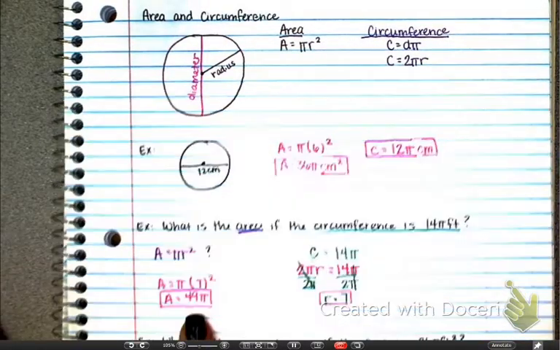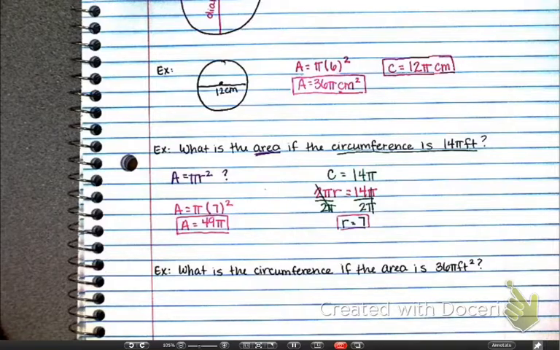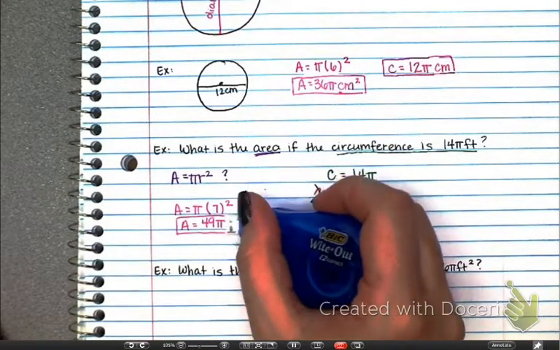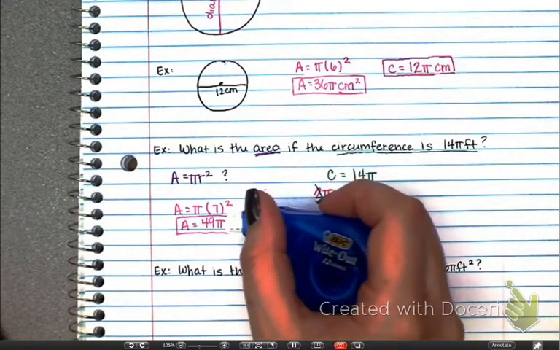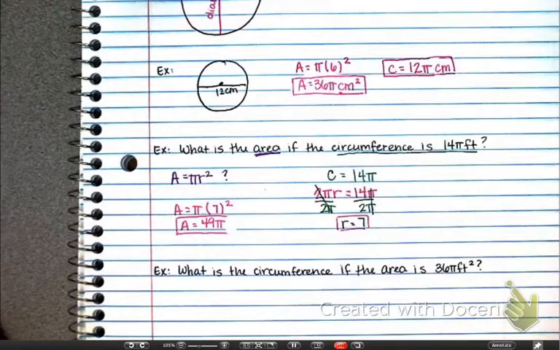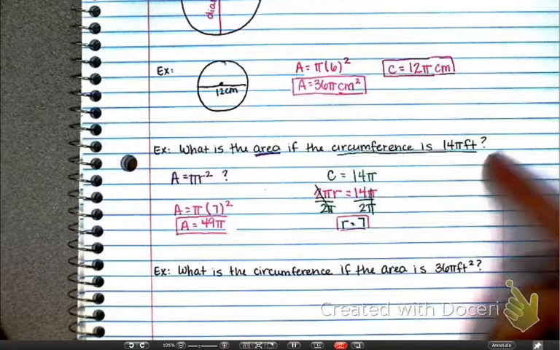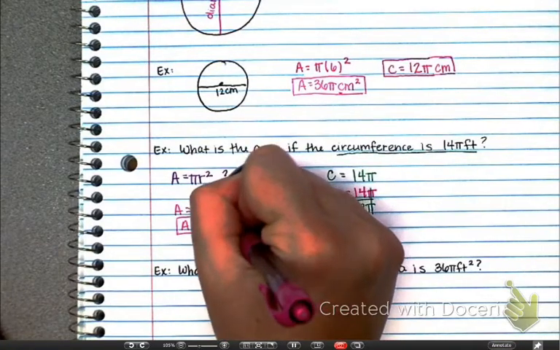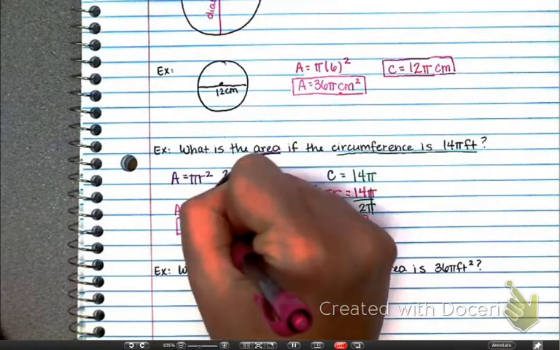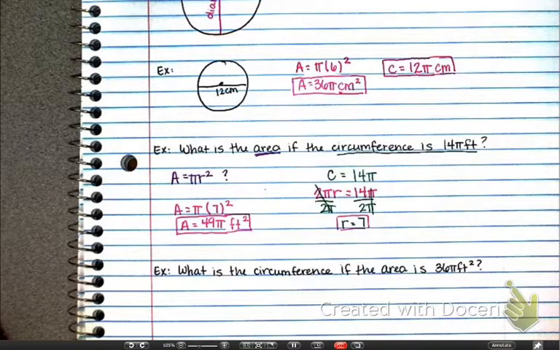And then this one here would be 49 pi. Our units are feet. 49 pi feet squared. Okay, so you can leave it in terms of pi, but I do want you to have our units in there. So that was my bad there. So let's look at this last one.